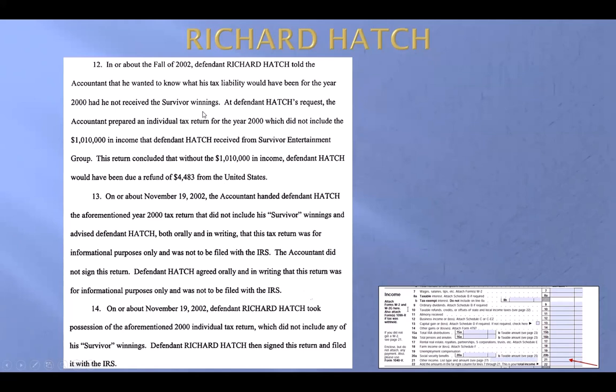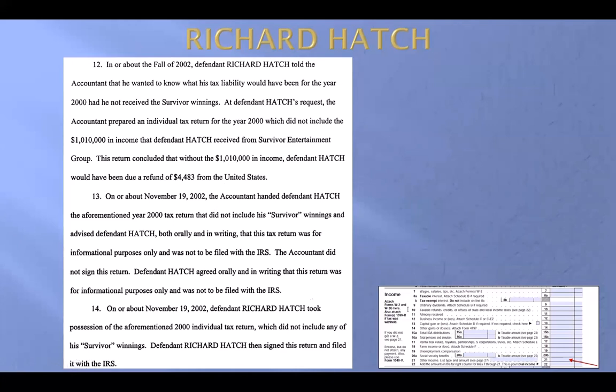She says, I'll give it to you on a spreadsheet. He says, no, I want the tax return. I want to see what it would look like without Survivor. She prepared a return that left off Survivor. The return concluded that without Survivor, he would have been due a refund of $4,483.